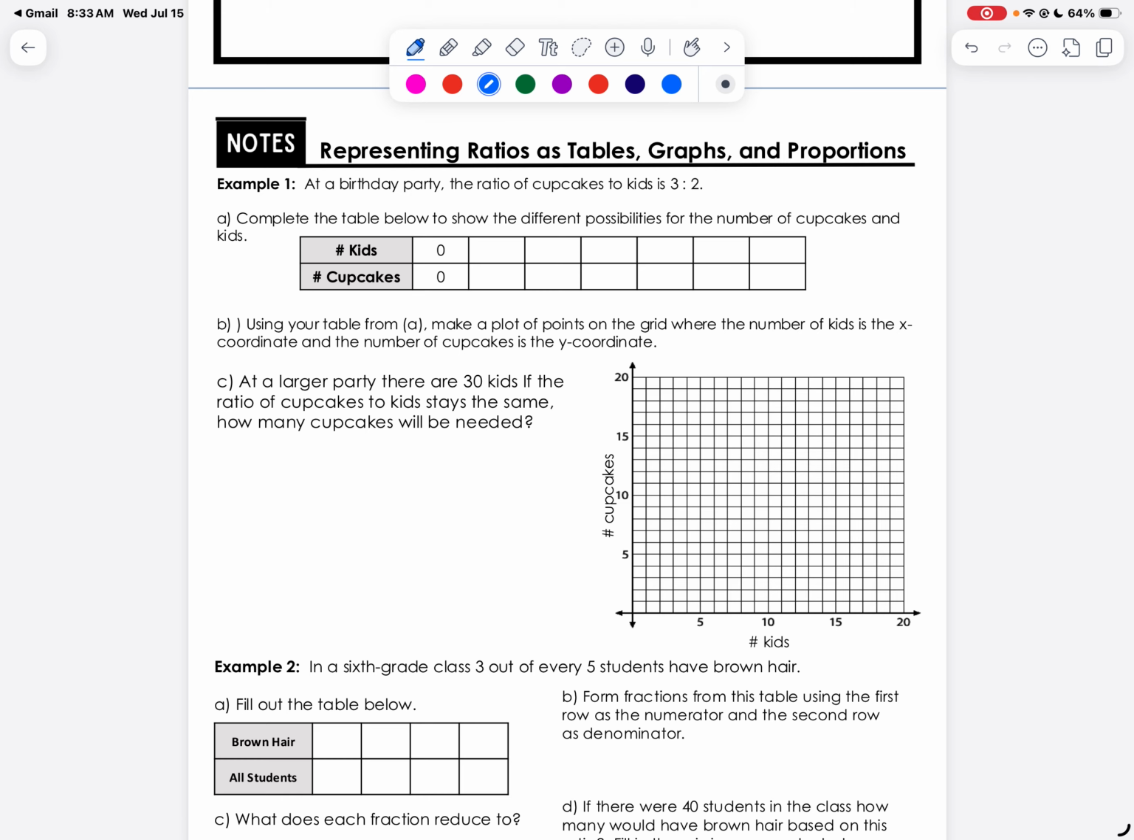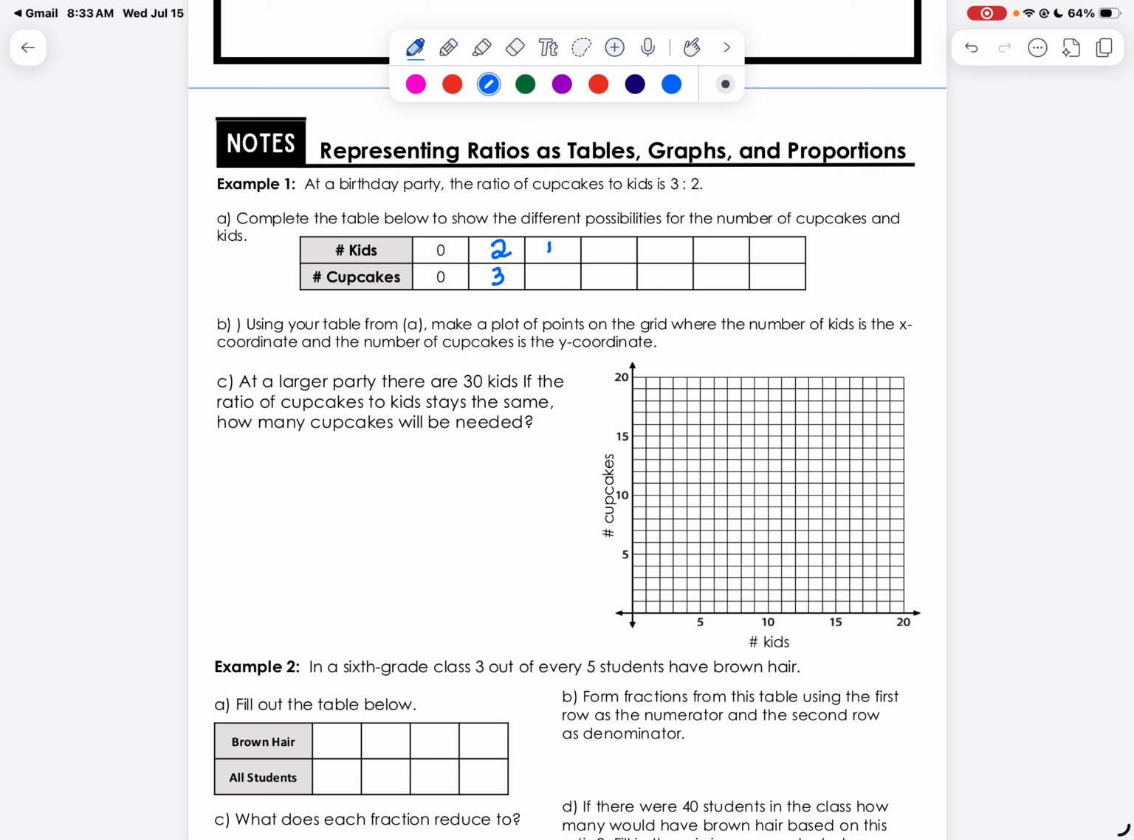Now, be careful when you put this original ratio into the table because the 3 represented the number of cupcakes. So I want to be sure to put a 3 here. The 2, for every 2 kids, there were 3 cupcakes. All right. Now, from previous lessons, you've learned that you can scale this table up using multiplication.